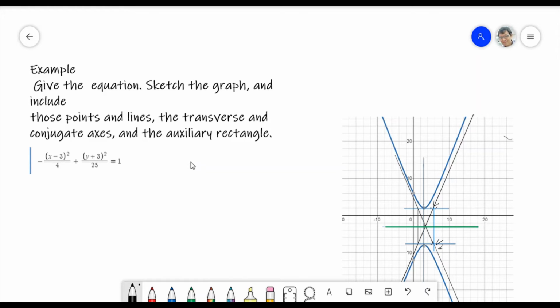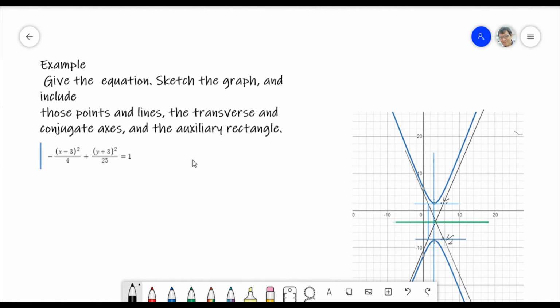So the related points are, of course, the vertex and the foci, right? Also the transverse axis, the conjugate axis, and the auxiliary rectangle. For the auxiliary rectangle, we just need to find the asymptote equation, right? Based on this one, you can see it's y squared minus x squared, so the graph is vertical.